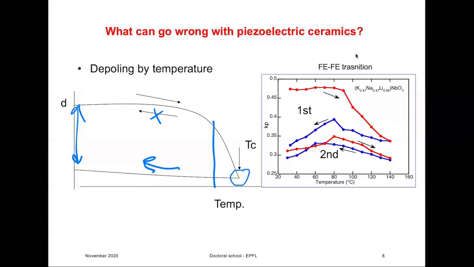Above that, the domains disappear. And if you cool it back without applying an electric field to force domains in a certain direction, and sometimes it's necessary to apply both stress and electric field to polarize it, you will lose polarization of the material. Maybe not completely, but part of it.